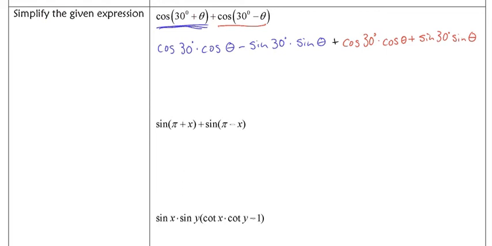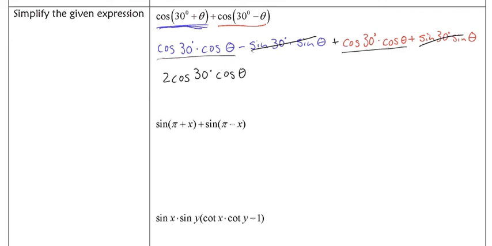Do we have any like terms? So I see cosine of 30 degrees times cosine of theta, and cosine of 30 degrees times cosine of theta. We have two of those, so 2 times cosine of 30 degrees times cosine theta. And then negative sine of 30 degrees sine of theta and positive sine of 30 degrees times sine of theta. Those are going to cancel each other out. And so we're left with just 2 times the cosine of 30 degrees times the cosine of theta.